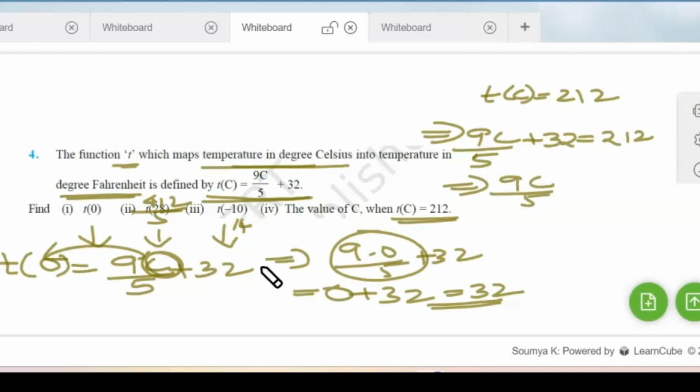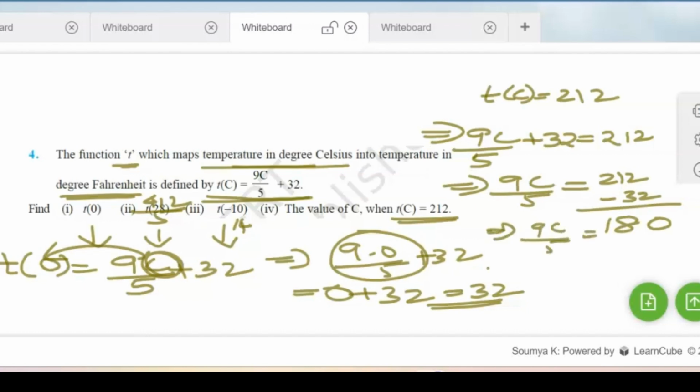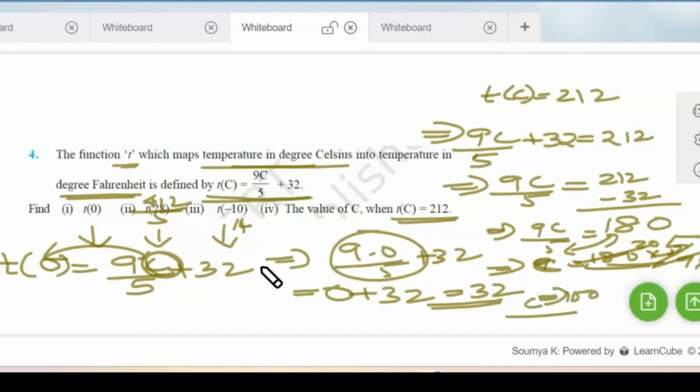So 9c by 5 gives you 212 minus 32. Okay, 180, which will be equal to 9c by 5, which implies c is equal to 180 into 5 by 9. So you have to simplify it. 9 1s are 9, 9 20s are 180. So already here you have got 5. So 20 into 5 will be 100. So value of C is 100. Hope this is clear to you. Go through the steps, it will be understandable.